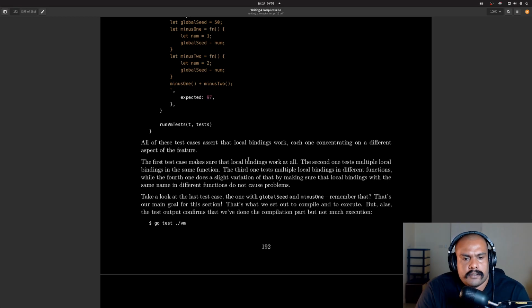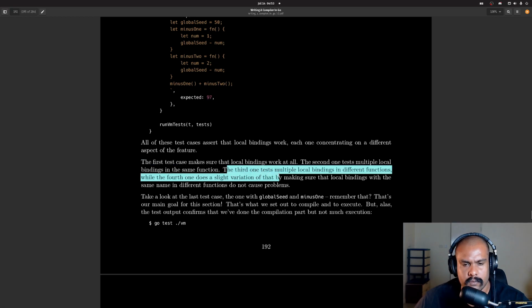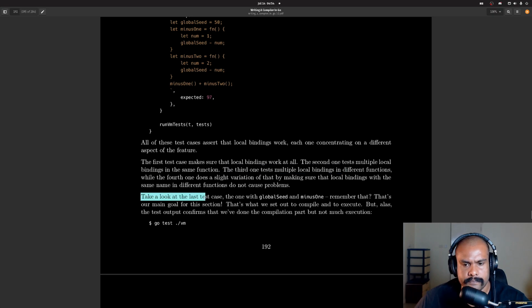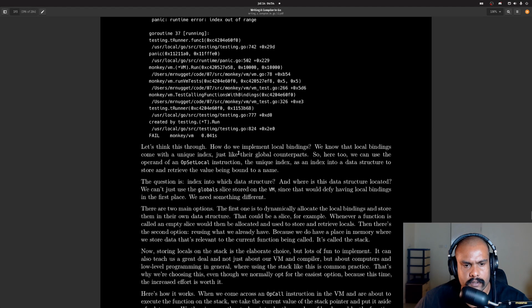All these test cases assert that local bindings work, each one concentrating on a different aspect of the feature. The first test case makes sure that the local bindings work at all. The second one tests multiple local bindings in the same function. The third one tests multiple, and so on. Okay. Obviously everything fails. How do we implement local binding? That's a good question.